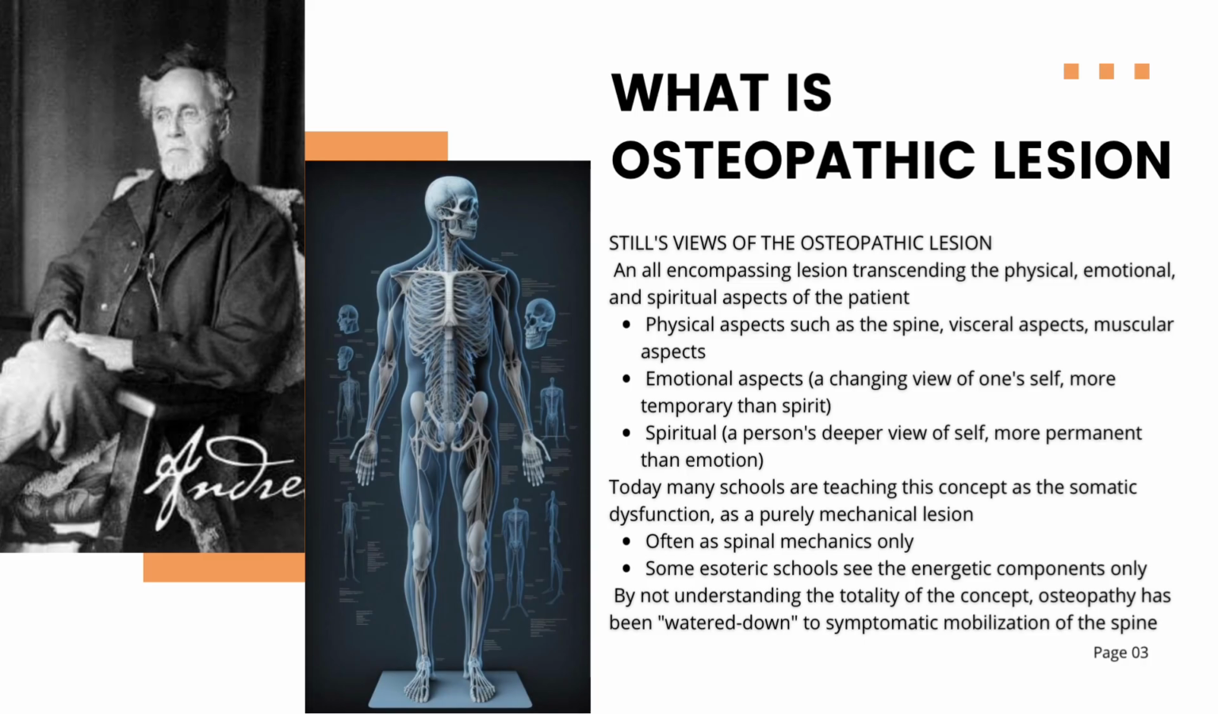What is osteopathic lesion? Still's views of the osteopathic lesion. An all-encompassing lesion transcending the physical, emotional, and spiritual aspects of the patient. Physical aspects such as the spine, visceral aspects, muscular aspects. Emotional aspects, a changing view of oneself, more temporary than spirit. Spiritual, a person's deeper view of self, more permanent than emotion.